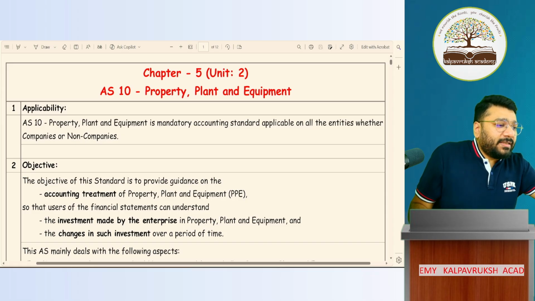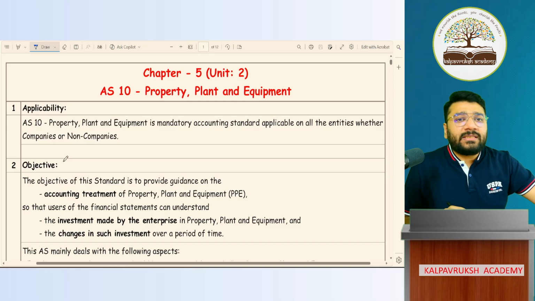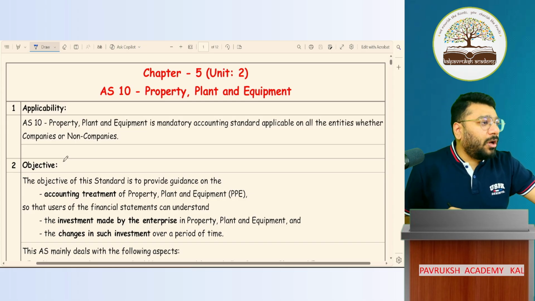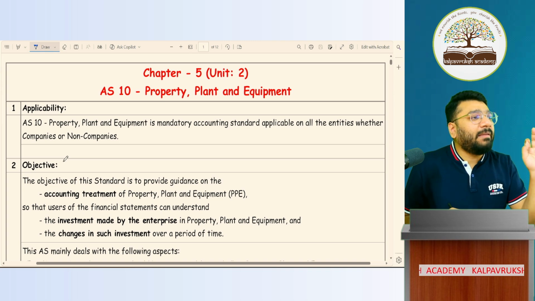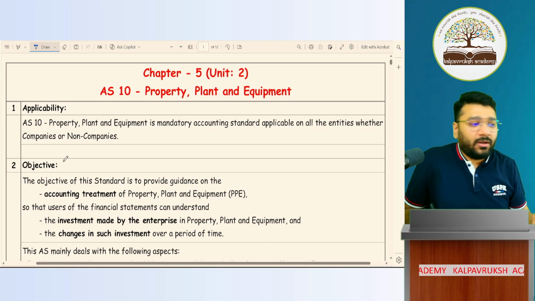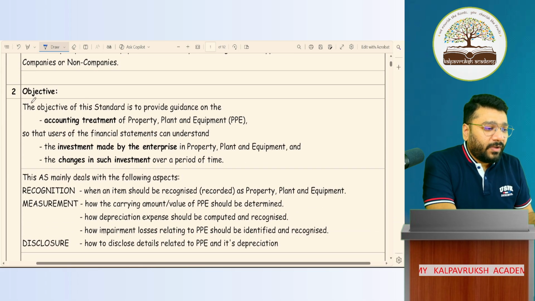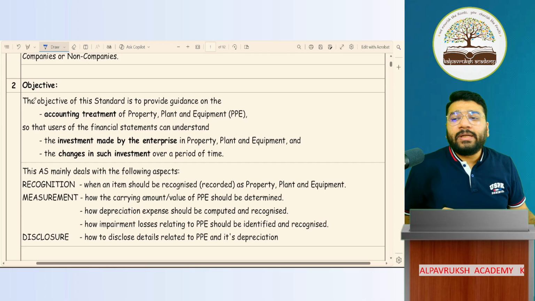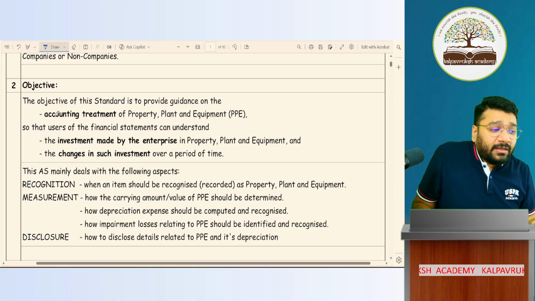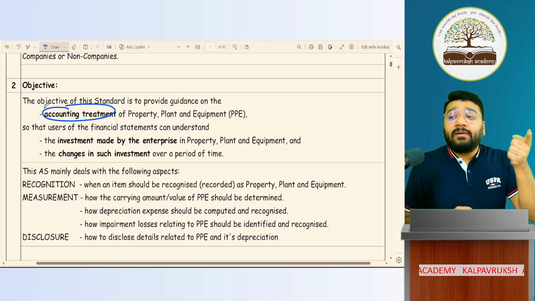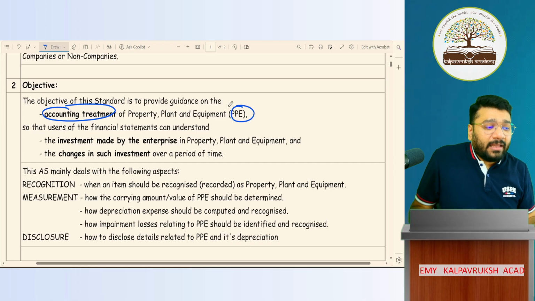So, guys, AS10 is applicable on all the entities, whether you're corporate or non-corporate. It's a mandatory accounting standard. No exemptions available in any manner to any entities. Okay? Next, the objective of this accounting standard is to provide guidance. Provide guidance on what? To provide guidance on accounting treatment. Accounting treatment of what? Property, plant, equipment.